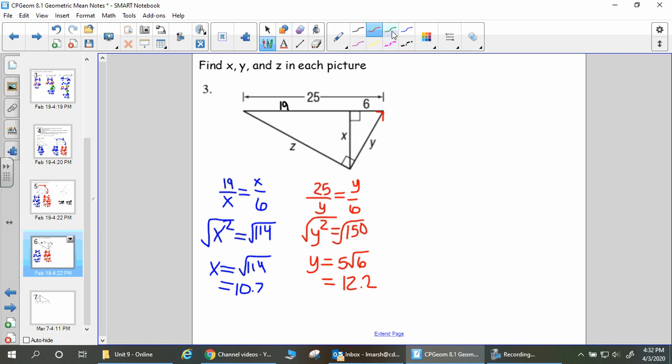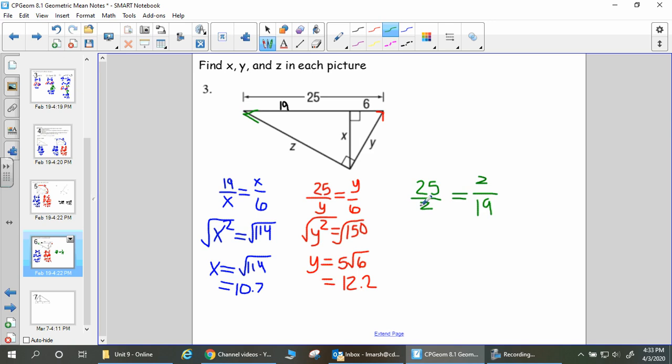Lastly, that leaves me letter Z. So again, Z is over here on a leg. That means I'm going to need the whole thing, and I'm going to need the part that Z touches, right? So the whole thing is 25 over Z. And then I need Z over the part that it touches, which is 19.